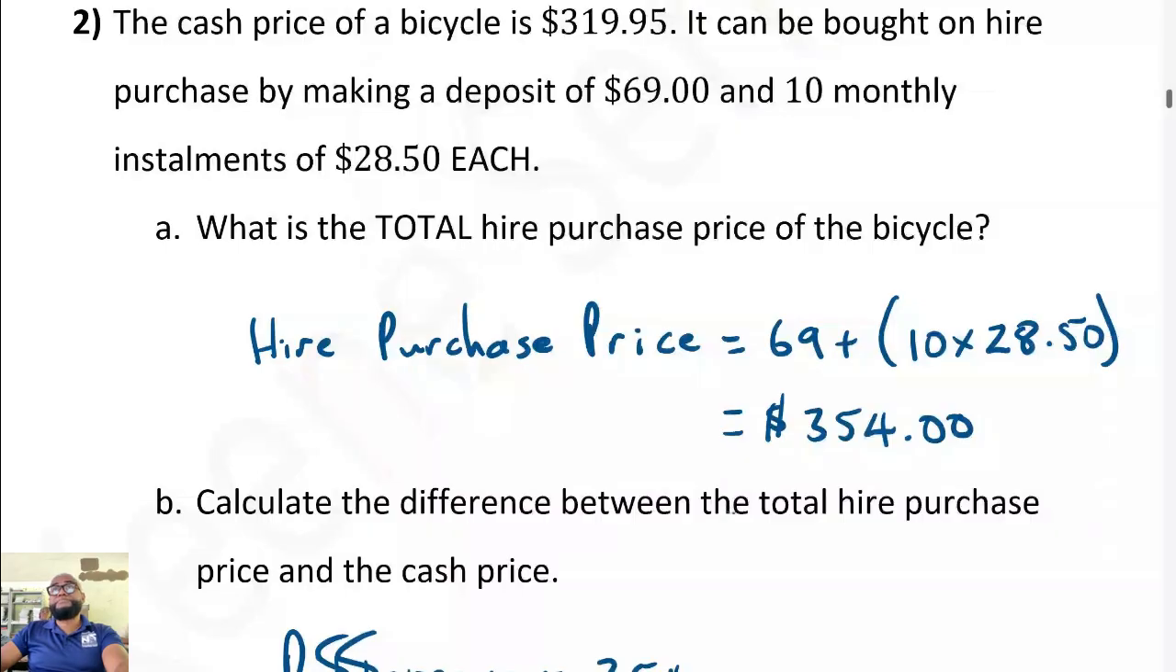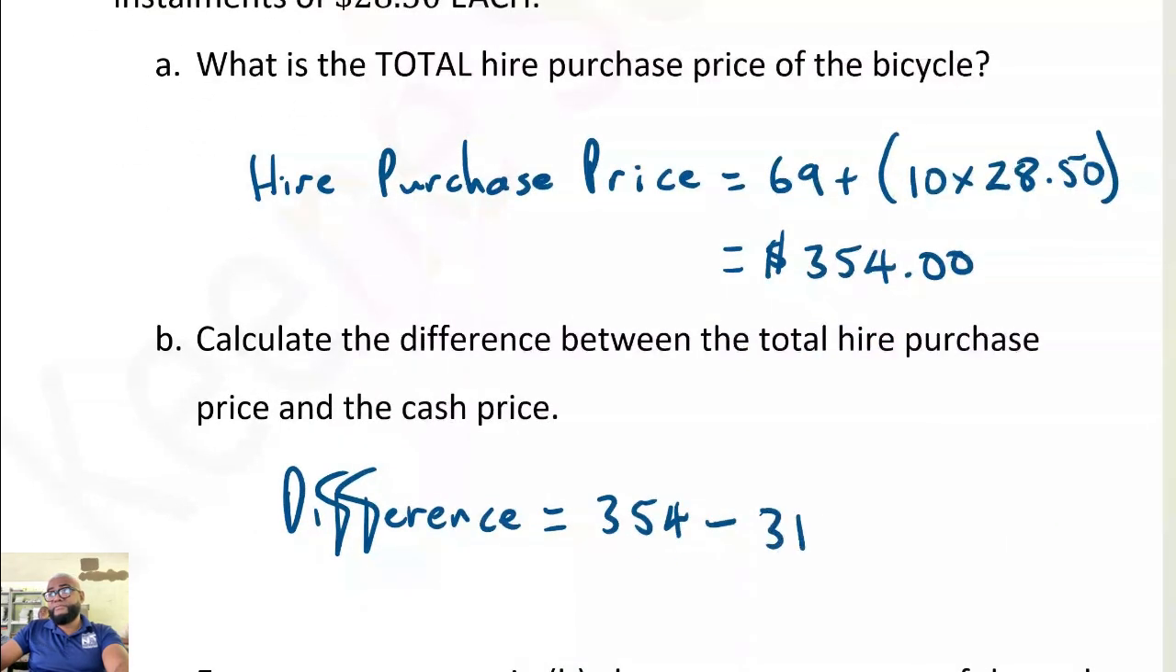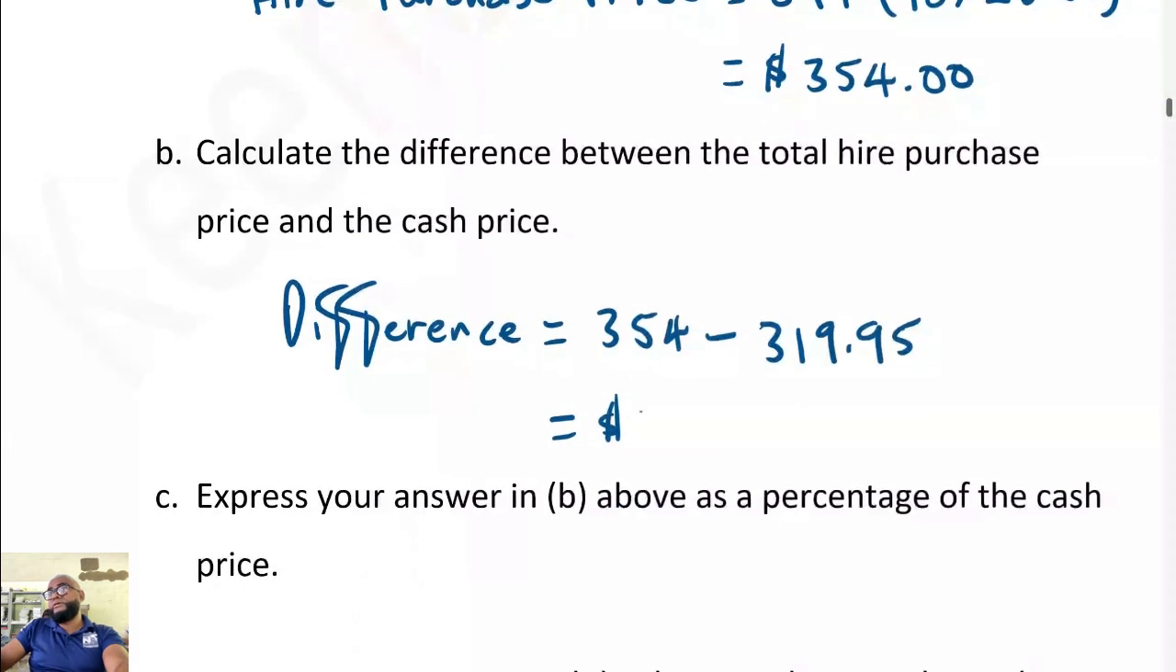Minus how much? 319.95, which is my cash price. Everybody good there? So this will now be equal to what, my children? $34.05. Now we roll in.